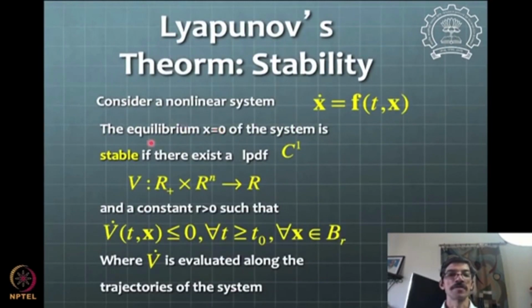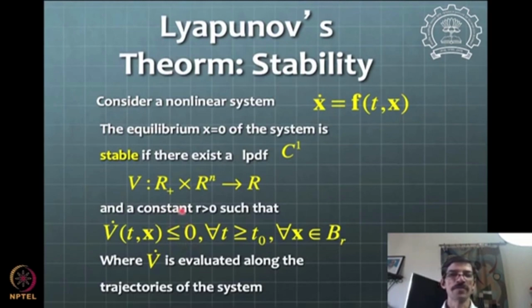Okay, this equilibrium is stable, sorry. If the V dot is evaluated along the trajectories of the system, then this equilibrium is stable. So there are these conditions which are putting a condition on V dot to be less than or equal to 0. Okay, so this is an important condition here.